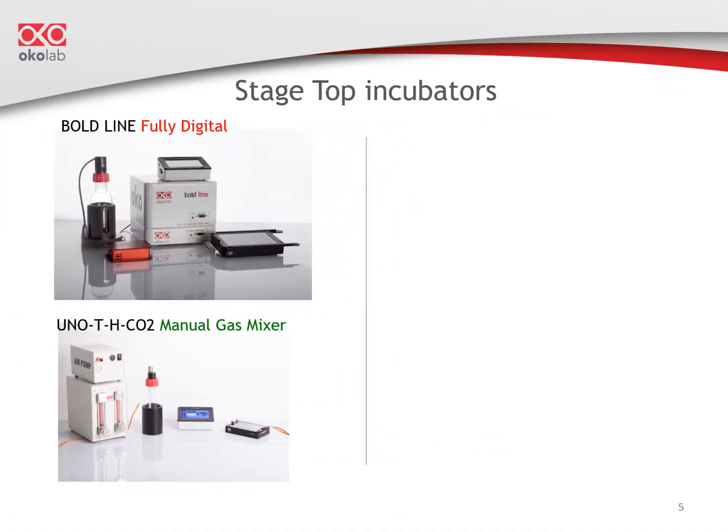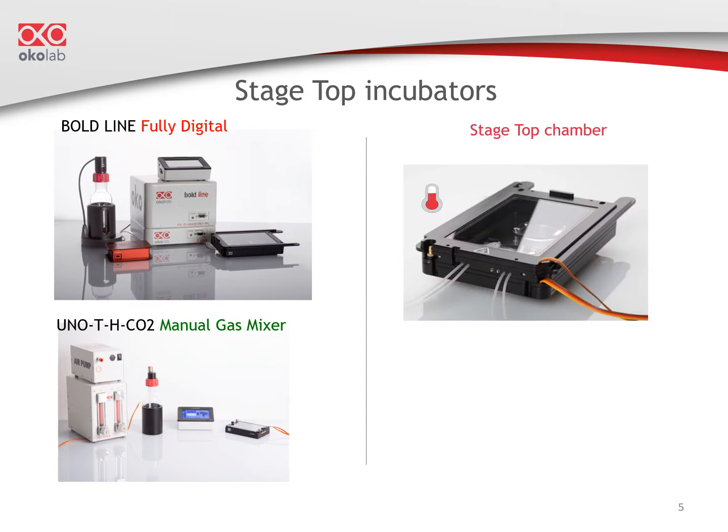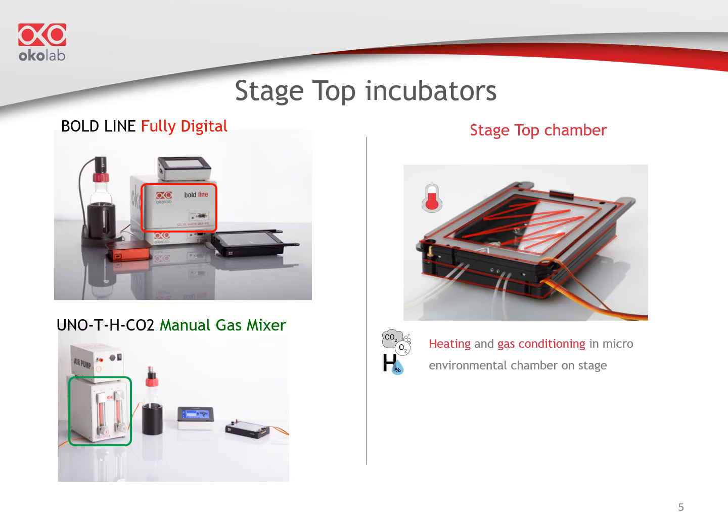Okolab stage-top incubators have a set of controllers for temperature, gas, and humidity. On the left, you can see an overview. The temperature controller has several heating channels and is connected to a stage-top chamber. We control the temperature of each part of the chamber: the lid and its heated glass and metal frame, the base, and a channel for the objective heater. Both heating and gas conditioning are provided by the Microenvironmental Chamber, compact and easy to remove, offering a fast thermal response. And remember to use an objective heater if you're imaging with an oil immersion objective.